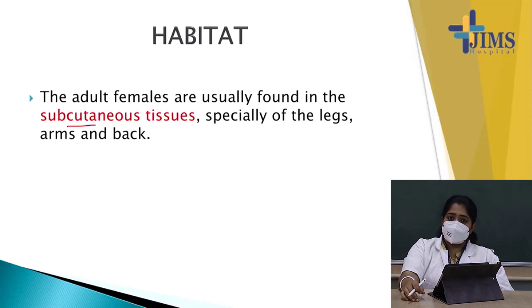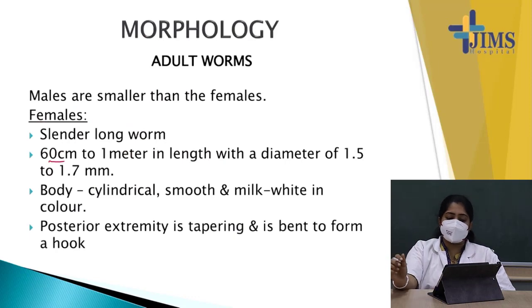The females are slender long worms, measuring 60 centimeter to 1 meter in length with a diameter of 1.5 to 1.7 mm. You can see how big it is, 60 centimeter to 1 meter in length. The body is cylindrical, smooth and milky white in color. The posterior extremity is tapering and is bent to form a hook.